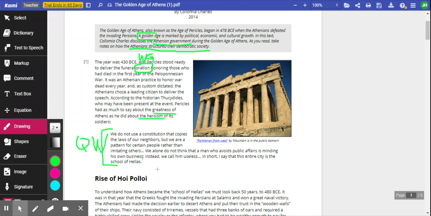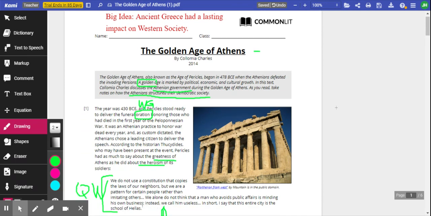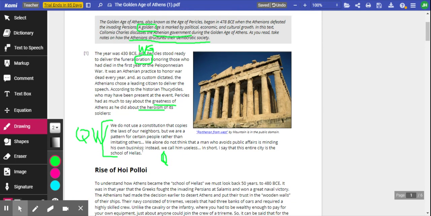And I could also say that I feel like this is a detail that supports our big idea. So I'm going to draw a little leaf here. We'll pretend that's a leaf. Because our big idea is that ancient Greece had a lasting impact on society. And here it's alluding to the fact that, hey, we were the ones that established how our society worked, how our constitution worked.